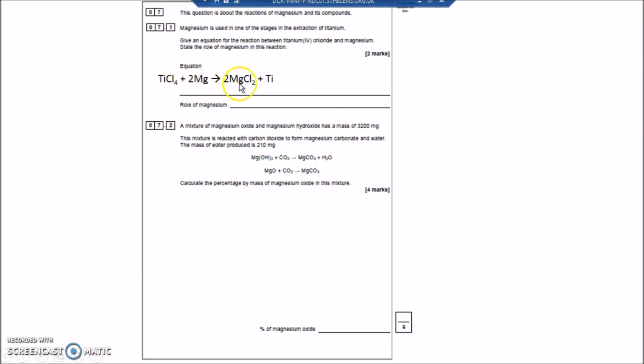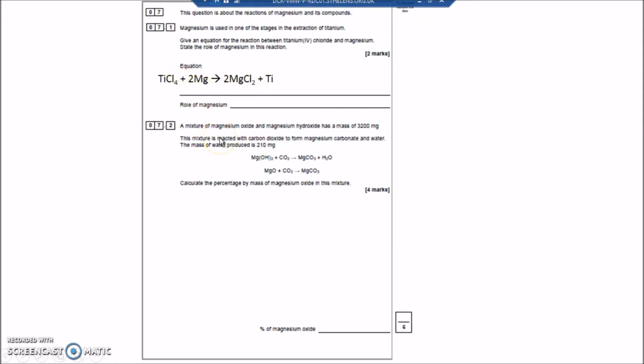Magnesium is Mg. It makes MgCl2. We know magnesium's in group 2, loses 2 electrons, +2 oxidation state. Cl -1, so 2 times -1 to balance out the +2, so MgCl2. And it says it makes titanium. To extract titanium is to make titanium on its own, and you need 2 Mg to balance out the 4 Cl, which are on the left hand side.